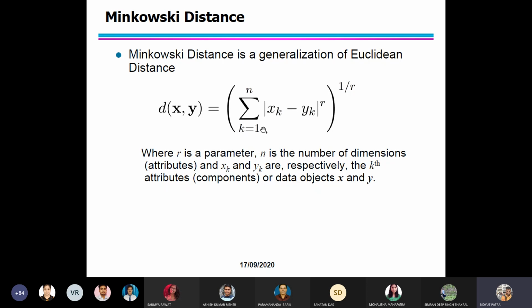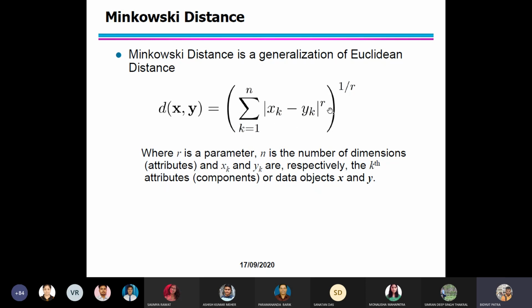So that is something called L1 distance. If you take square, that is something called Euclidean distance. And if you take 3, then you have to take the 1 by 3 power. Okay, so it does not have any name, but it is a part of the Minkowski distance whenever the value of r equal to 3. So here r is a parameter, n is the number of dimensions. So here the sum is over the number of dimensions.